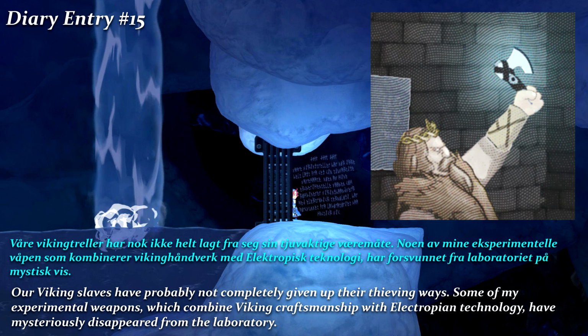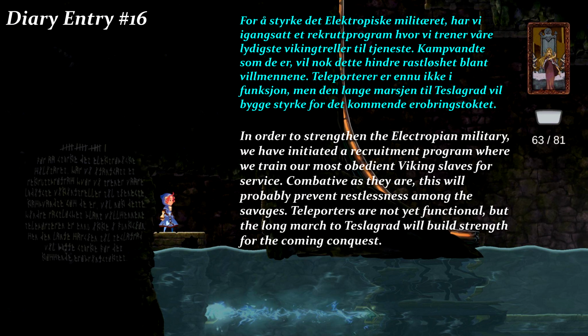Entry 16. In order to strengthen the Electropian military, we have initiated a recruitment program where we train our most obedient Viking slaves for service. Combative as they are, this will probably prevent restlessness among the savages. Teleporters are not yet functional, but the long march to Teslagrad will build strength for the coming conquest.